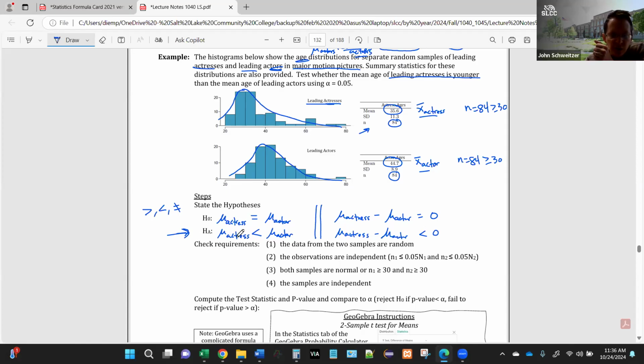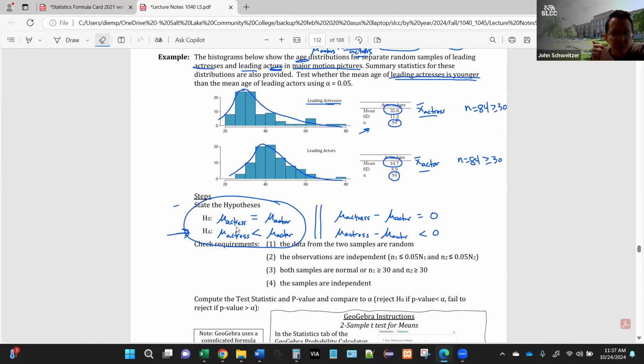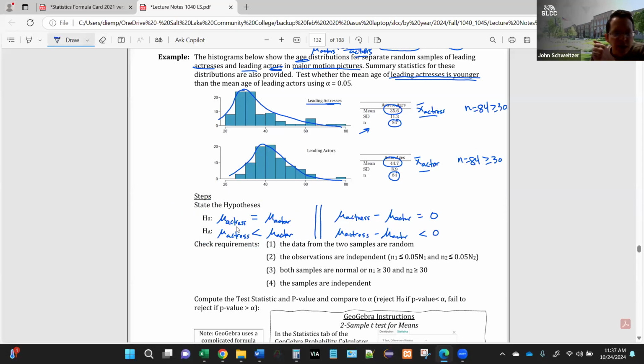So the alternative here is that the leading actresses' mean is less than the mean age for leading actors. So this is one way of writing it. It's perfectly fine. If you do that on the exam, 100% perfectly fine. There is a second equivalent way of expressing those two, and that's by subtracting mu actor from both sides. These are both, well, the first one's an equation, the second one's an inequality.